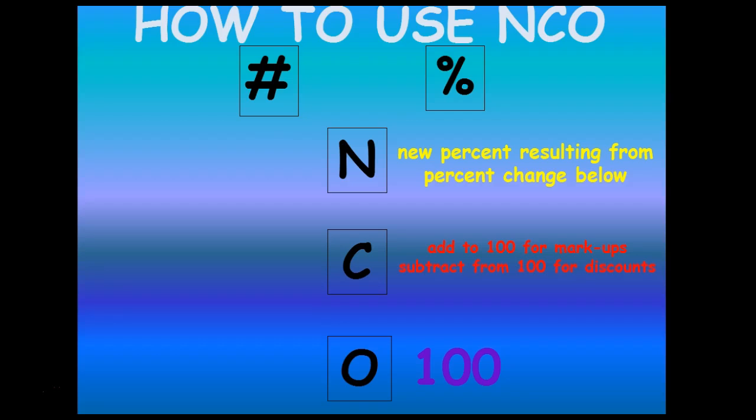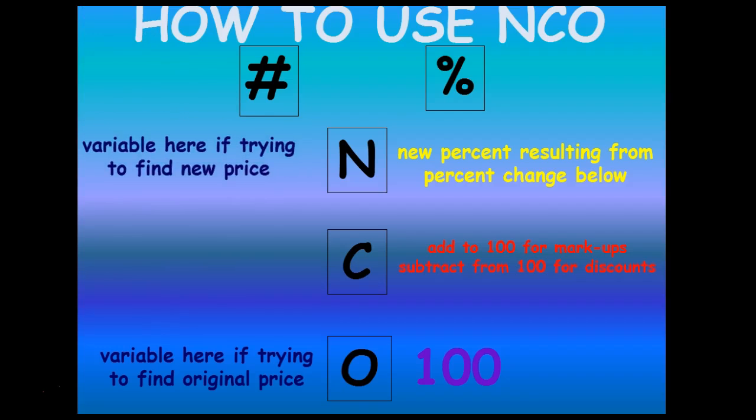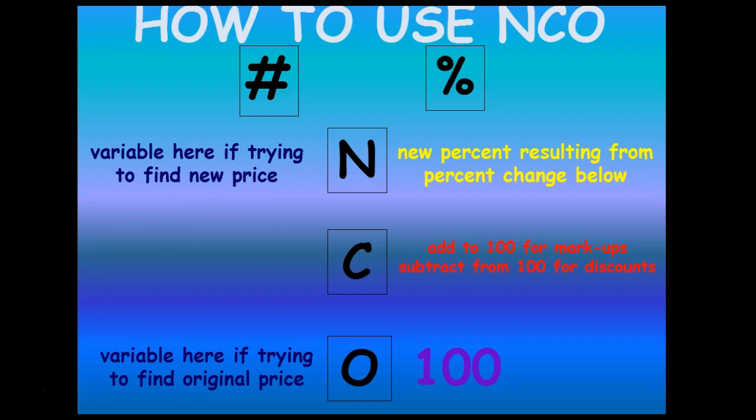Now you can see that we have the entire right side of our NCO chart filled up. To determine where the variable is going to go, it's going to depend on what you're asked to find. If you're asked to find the original number or price, the variable will go to the left of the O on our number side of our NCO chart. If you're asked to find the new number, then your variable will go to the left of the N.